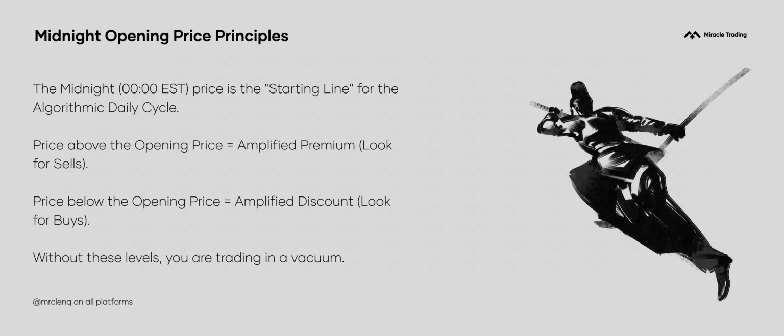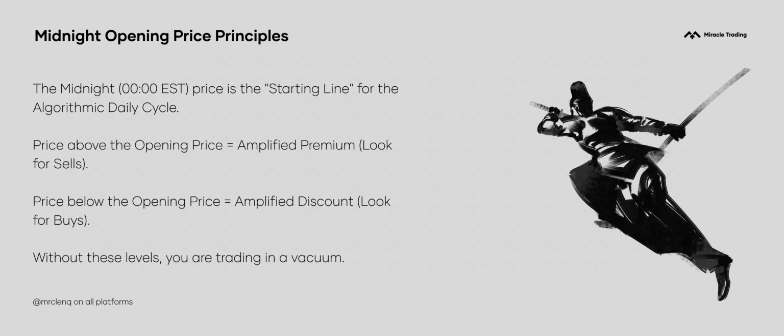algorithmic daily cycle. Whenever price is above the opening price, this is when we're in a premium, and this is where we are going to look for shorts. This is an amplified premium area, meaning whenever we're above the opening price, we're in a premium. But we're going to be looking at some examples of how to look at it in different types of ways, so just keep that in mind.